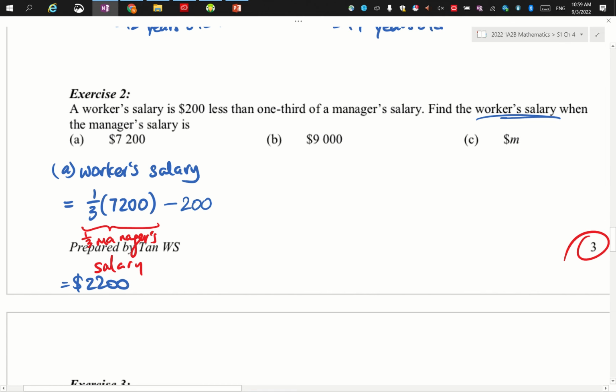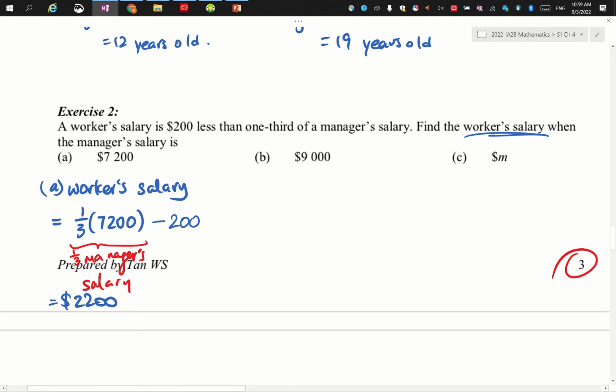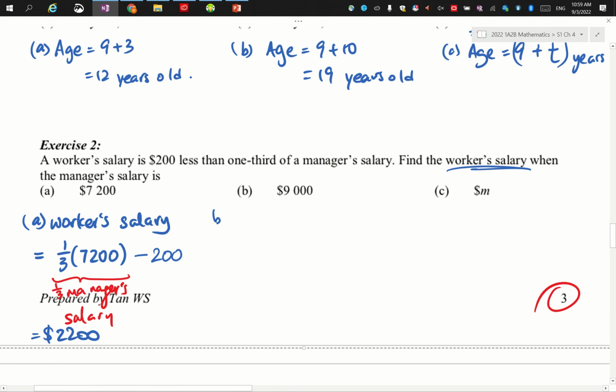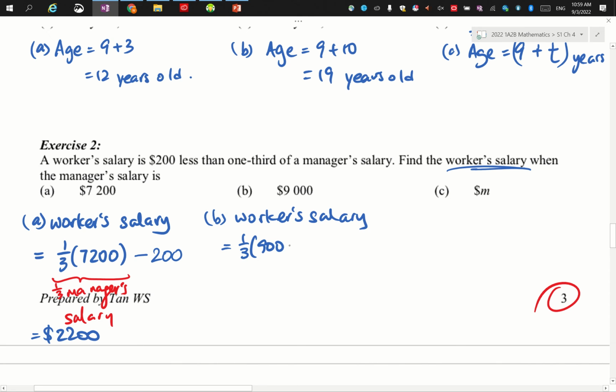We move on to part B. We're going to be doing something very similar. So B, worker's salary is now 1/3. The manager is earning 9,000. So 1/3 of the manager's salary minus 200. So 3,000 minus 200, we get 2,800.